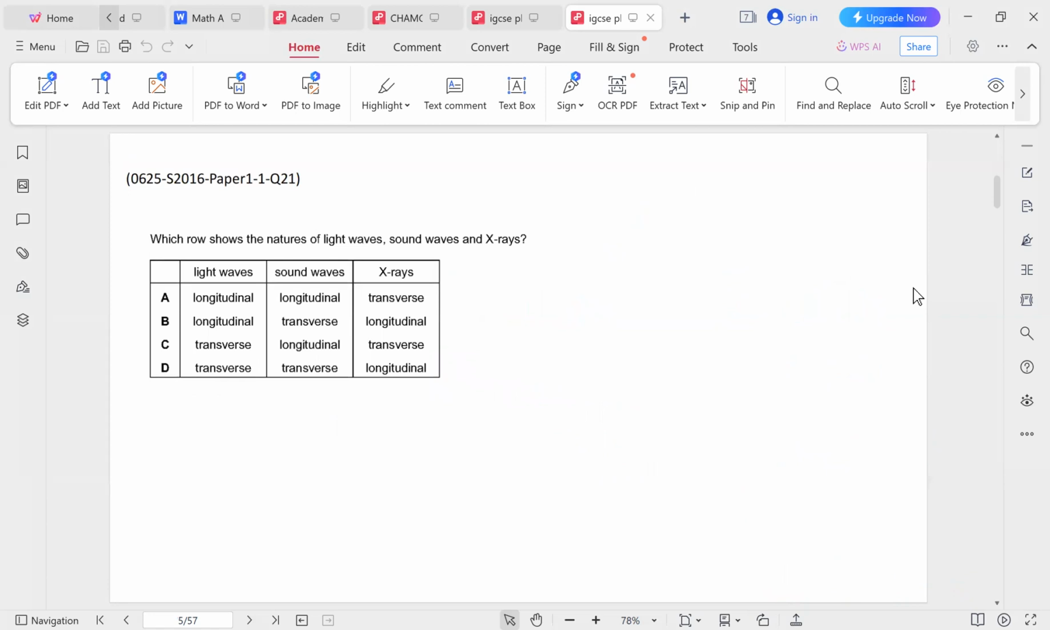Which row shows the natures of light waves, sound waves, and X-rays? So like we said, the only wave that is longitudinal in our curriculum is the sound wave. Therefore, of course, we automatically remove these two. These are out. And light waves and X-rays are both transverse because, like we said, only sound is longitudinal. So C would be the correct answer here.